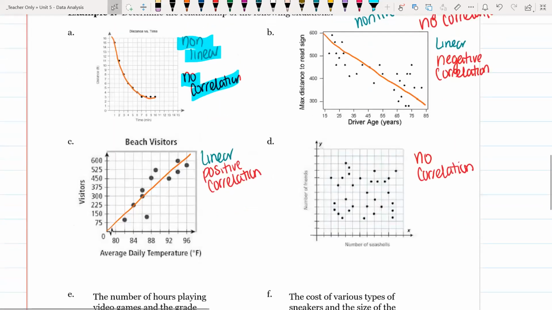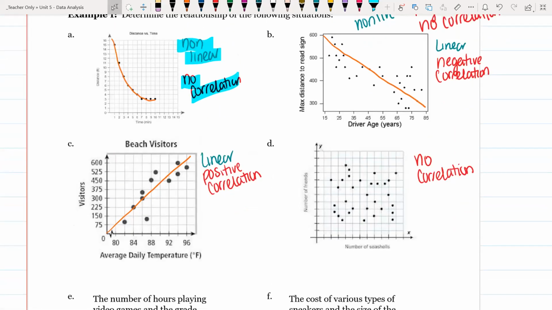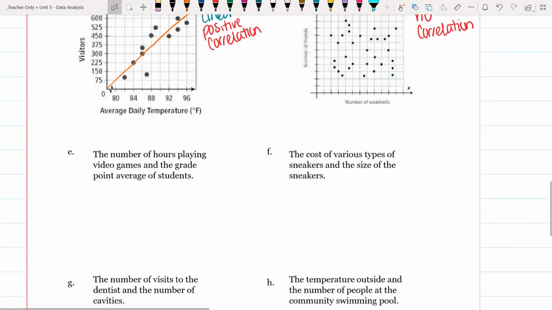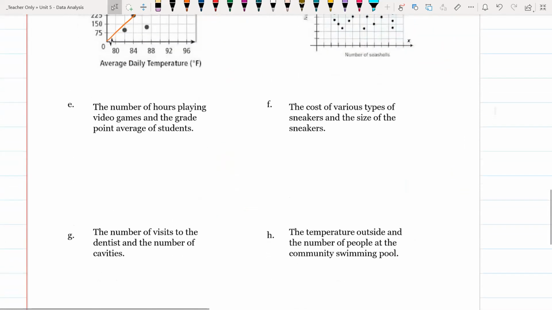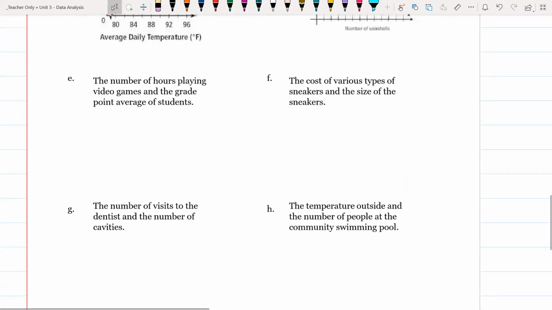Okay, so there's one other thing that we need to do. Sometimes it won't be given as a graph. Sometimes it'll be given as the two things it's comparing, right? So for E, it's the number of hours playing video games and the grade point average of the student. So we need to figure out, is there a correlation there? Well, what do you think? Let's say as the number of hours of playing video games increases, what do you think happens to the student's grade point average? Or what would you expect to happen?